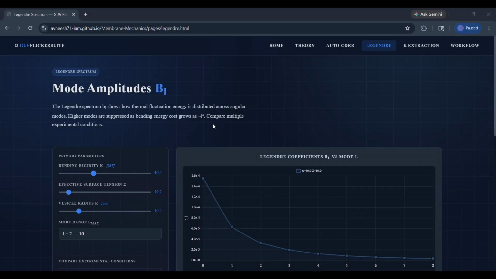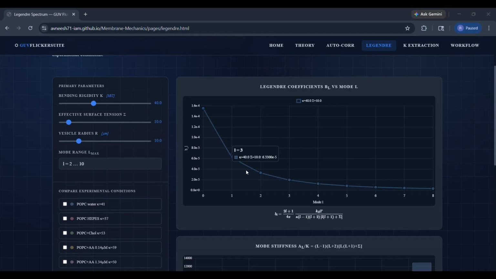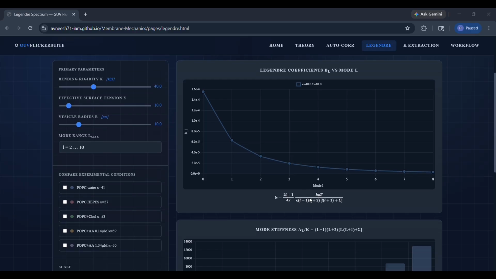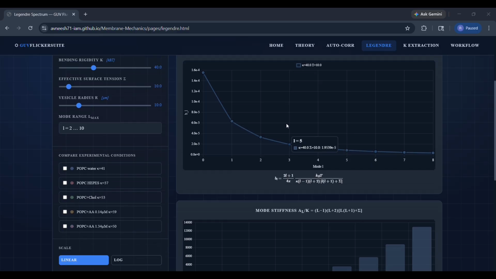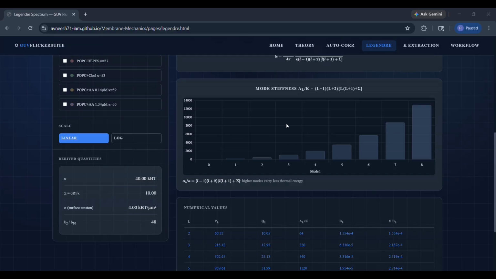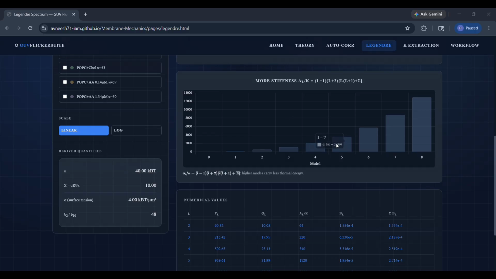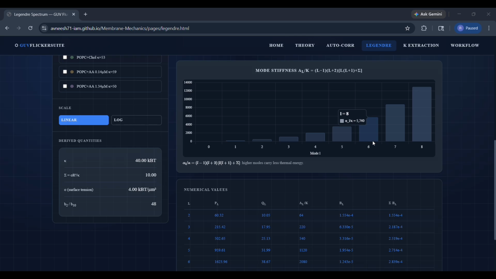Moving ahead with the fourth interface of the website, where we have calculated different values of B_L for the corresponding mode values. As we can see from the graphical analysis, moving ahead for L equals 8, the value of B_L has significantly decreased. Correspondingly, from L equals 3 to L equals 8, bending rigidity has increased a lot, which indicates that for higher fluctuation modes the bending rigidity is much higher, thus there is high stiffness.